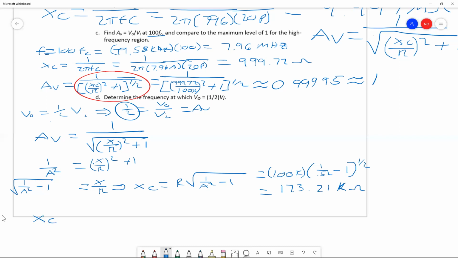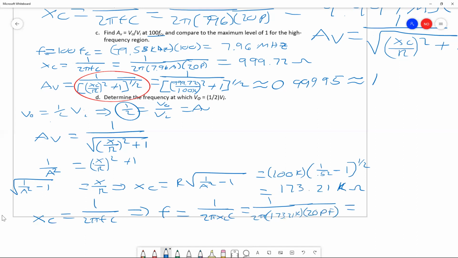So finally, we just take the XC equation, that's 1 over 2 pi FC, and we rearrange it to solve for frequency, because that's what we're looking for. So frequency is 1 over 2 pi XC times C, which is 1 over 2 times pi times 173.21 kilo. And then in this problem, C was 20 picofarads. Remember, pico is 10 to the negative 12. So that's going to give us an answer of roughly 45.95 kilohertz. And that is our answer.